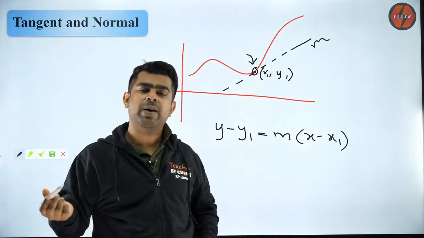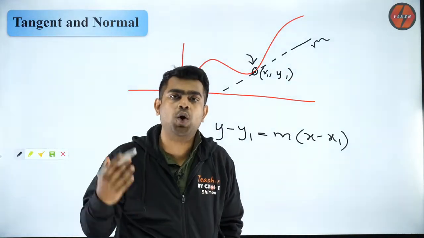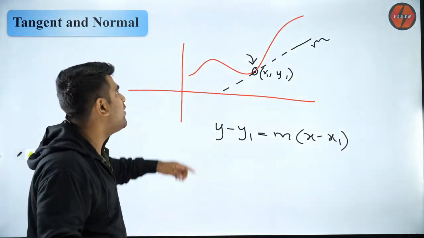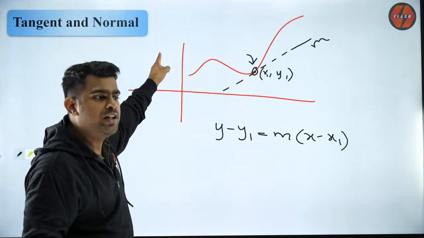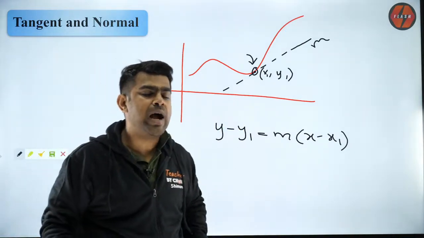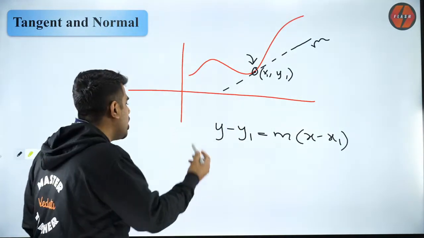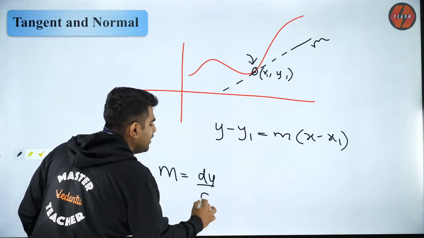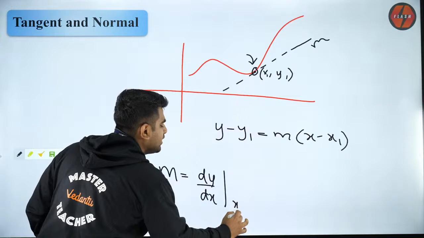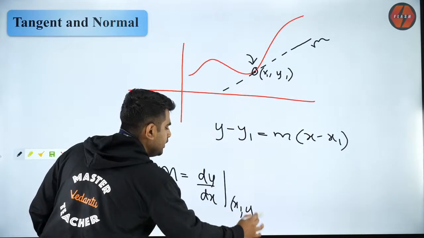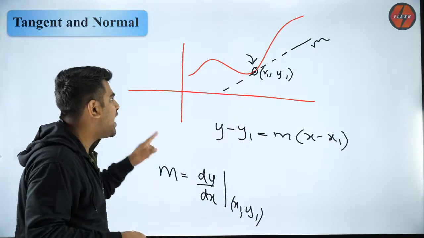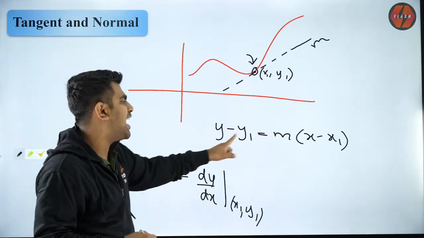So how do I figure out the slope of the straight line? That is the $1 million question. How do we find out the slope? That is where your derivatives come into picture. So that is why we are studying it in this chapter. Because your m is nothing but the derivative of the curve at the point x1, y1. So that is how you find out the derivative, and that is how you get the slope of the tangent.